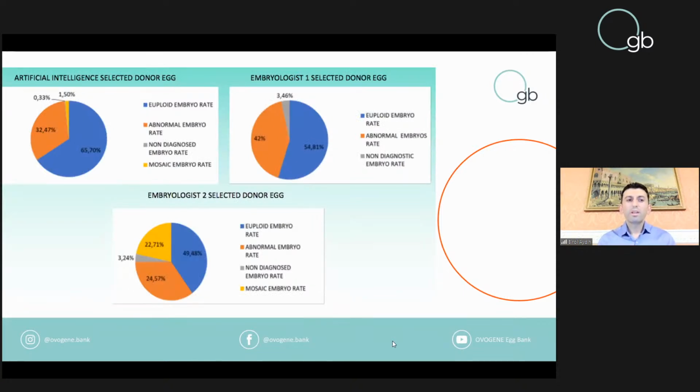Also, this is important: what is the benefit of artificial intelligence on the clinical side? From the same donors, comparing embryologist selection and artificial intelligence selection, if you look at the euploid embryo rate, which is the useful embryos for embryo transfer, there is also a 10% difference between the embryologist and artificial intelligence. Of course, between different embryologists there are differences, but that is normal because, as we say, the human factor will be included. But with artificial intelligence, we avoid many risks. So that's why the result is much better.